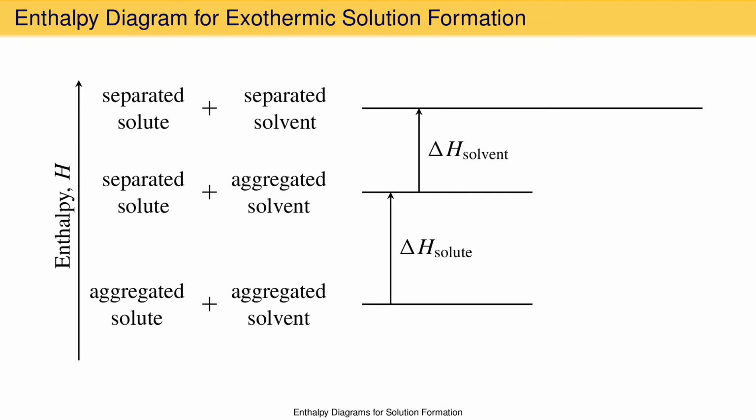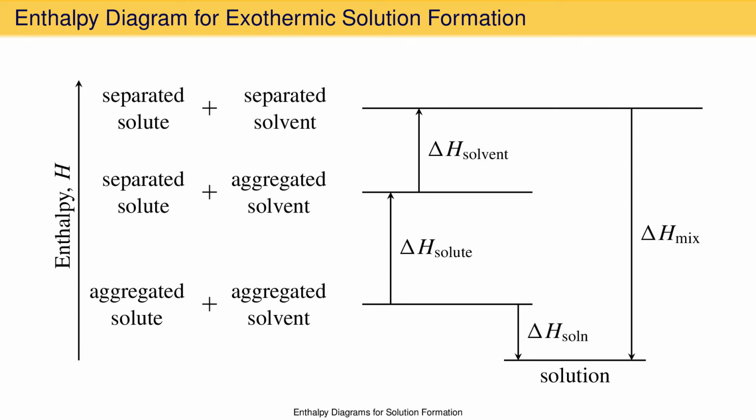Step 3 is to allow separated solute and solvent particles to mix to form the solution. The enthalpy change is delta H mix. The enthalpy of the solution is lower than the enthalpy of the aggregated solute and aggregated solvent. The net change in enthalpy between the initial and the final state, the heat of solution, is therefore negative, giving an exothermic solution formation. In this case, the return from forming new solute-solvent interactions is higher than the cost of breaking the solute-solute and solvent-solvent interactions, giving the net exothermic solution process.